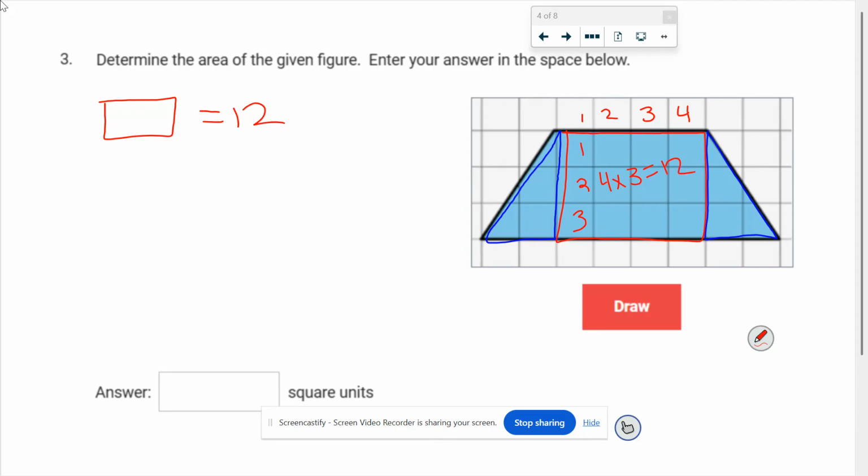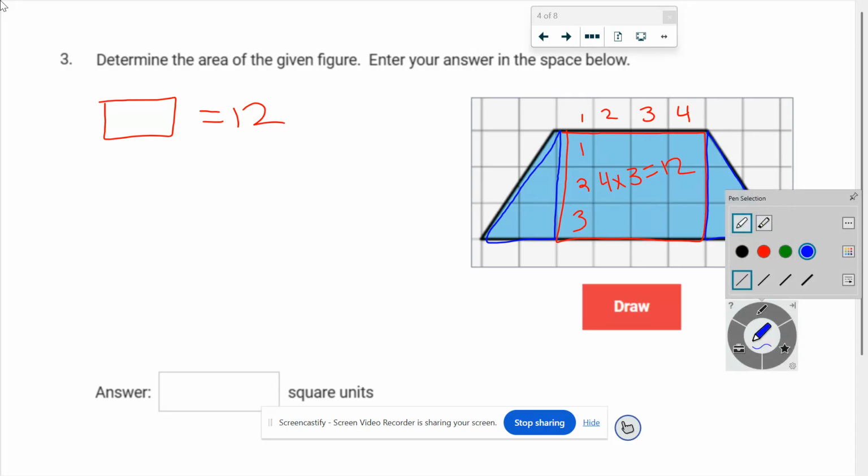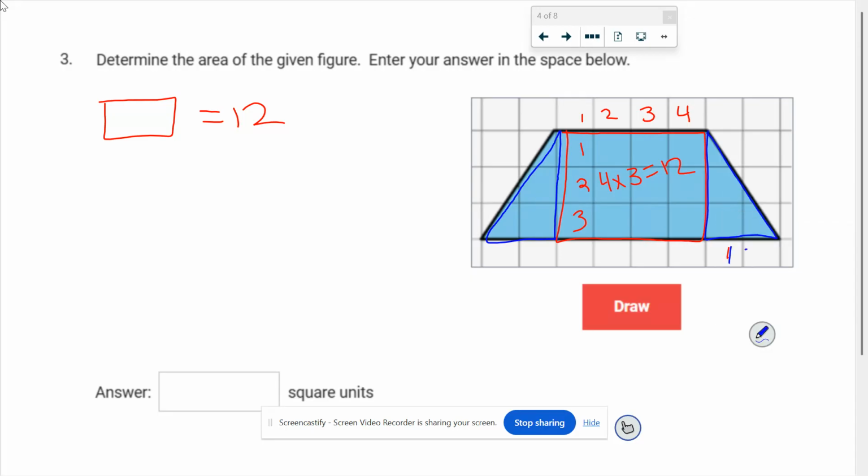All right, now let's look at each triangle. Each triangle, and they are the same, has a base of, I want to put that in blue, a base of 2 and a height of 3. 2 times 3 equals 6, divided by 2, because it's a triangle, gives us 3. And we have 2 of those.